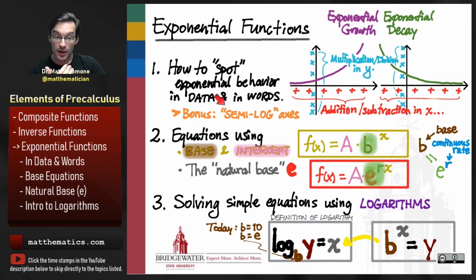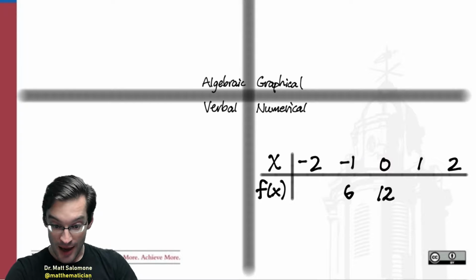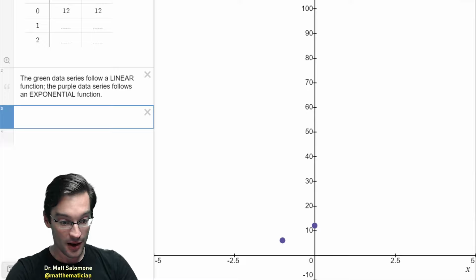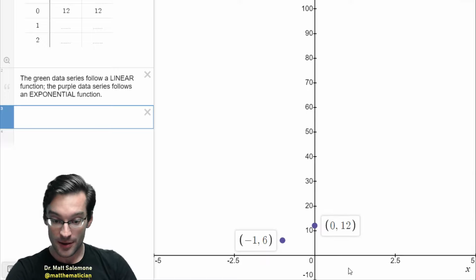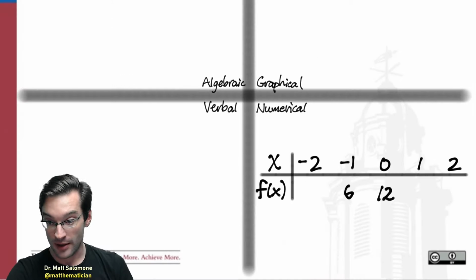So when x is -1, f of x, or y if you like, is equal to 6. And when x is 0, f of x is equal to 12. I've got 2 data points. I could plot those 2 data points on a set of axes if I wanted to. And so if I did that plot, I would get a plot that looks something like this. Right here are my 2 data points, -1, 6, and 0, 12. And so there are my 2 data points that come out of this data table.